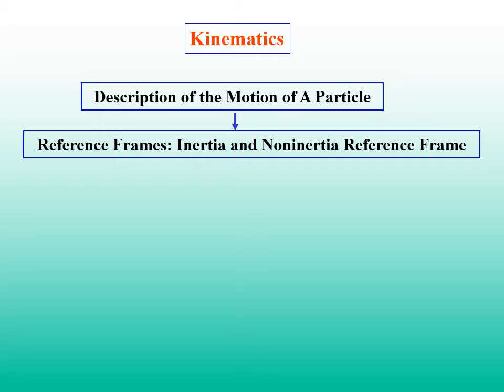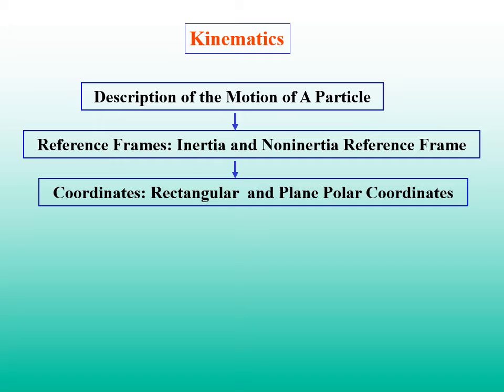Particle is a model we use to represent an object which we don't care about its rotation. So, particle is a point with no spatial extension. We attribute all the mass of the object on that point. Then, we need a reference frame. In inertial reference frame, Newton's laws hold.